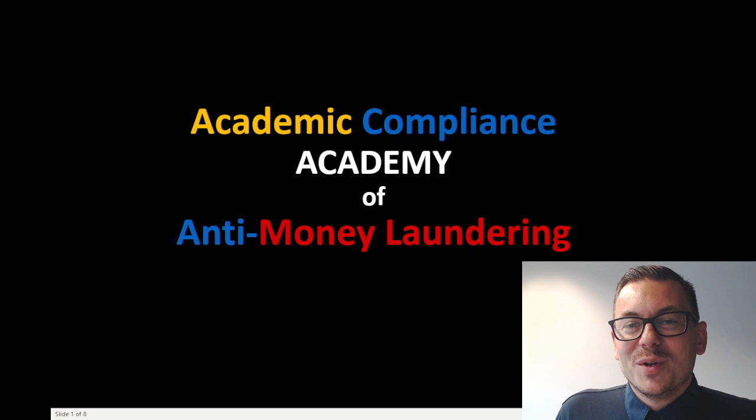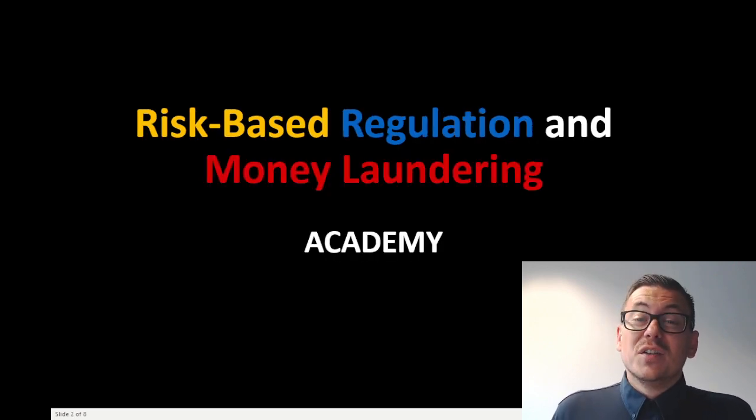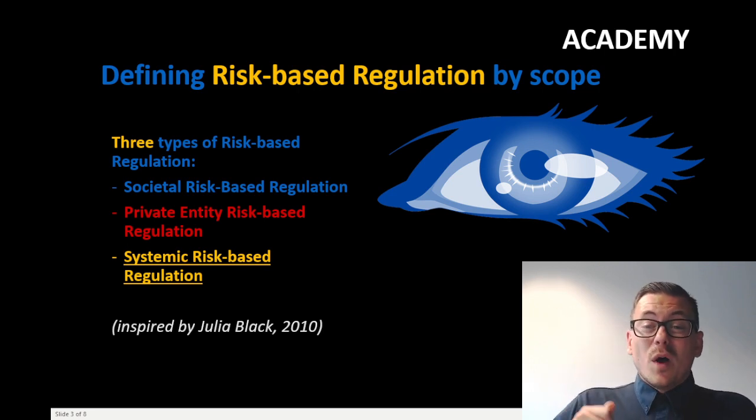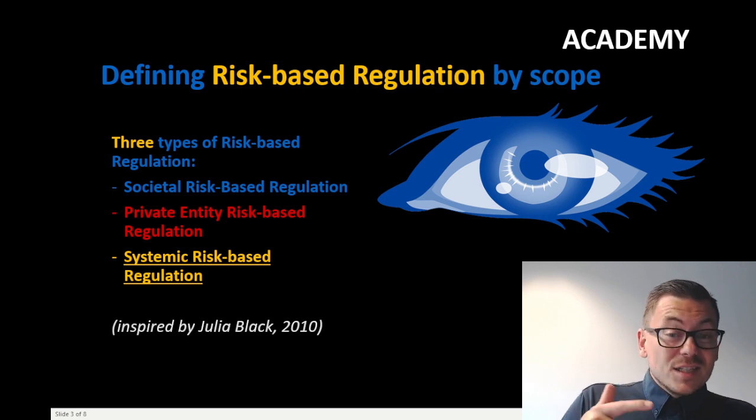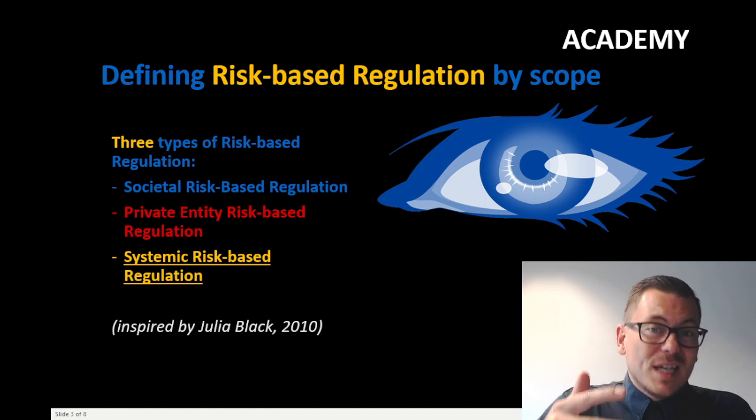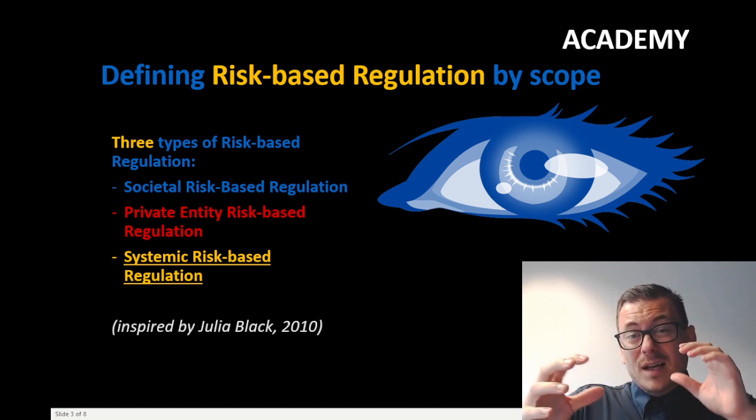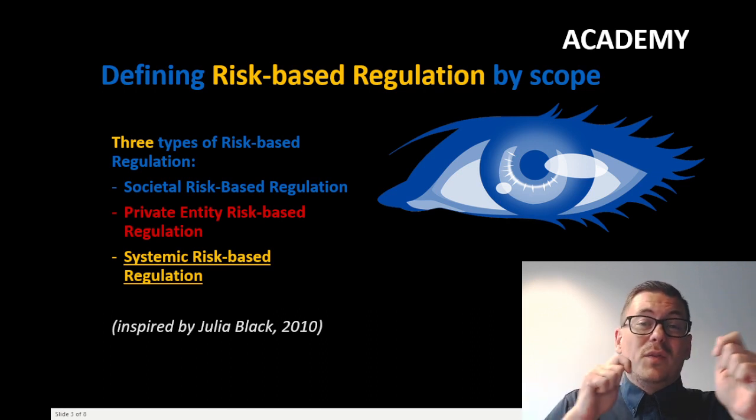In this video I'm going to talk about risk-based regulation and money laundering. If we start with risk-based regulation, it can be divided into three different types: one that addresses societal risk, one that addresses private entity risk, and one that addresses the public-private systemic risk, where both parties' behavior accumulates risk but also affects the risk of the other.